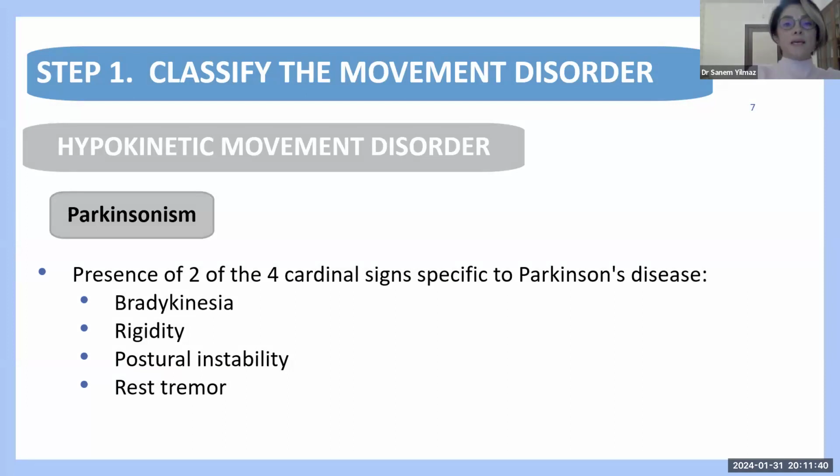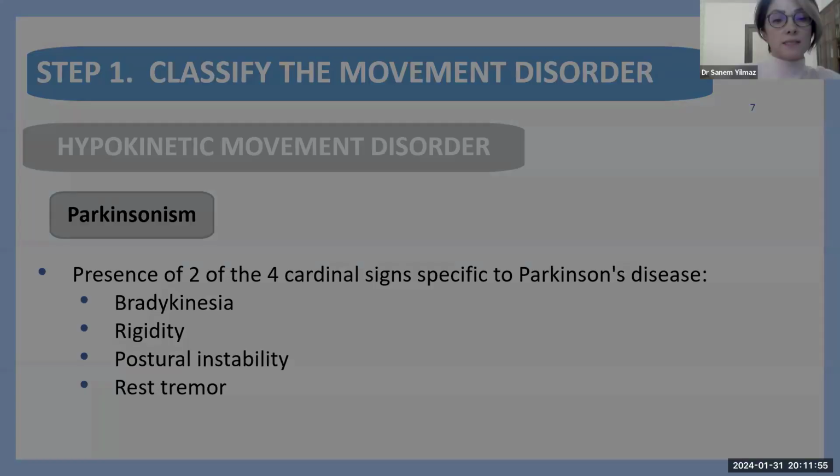So the first step is classifying the movement disorder. In hypokinetic movement disorder, there is only one type, and this is Parkinsonism, and is described as the presence of two of the four cardinal signs specific to Parkinson's disease.